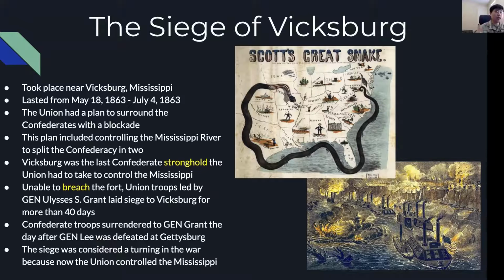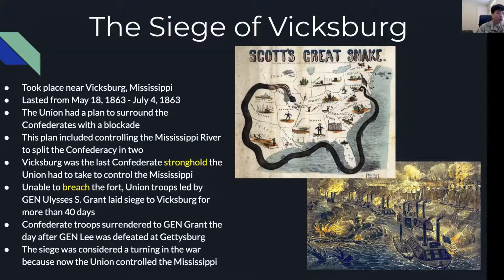Because they were unable to take the city of Vicksburg outright, the Union troops led by General Ulysses S. Grant laid siege to the city for more than 40 days. You can see in the bottom right picture a bunch of Union ships going up and down the Mississippi River for more than 40 days, just blasting the city with their cannons and trying to get the Confederate troops to surrender.